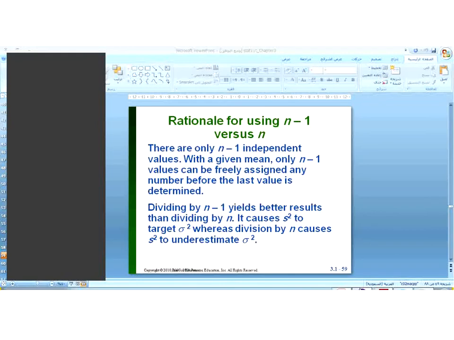Okay, why did we use n-1 instead of n in the denominator? There are only n-1 independent values with a given mean. Only n-1 values can be freely assigned any number before the last value is determined. Dividing by n-1 yields better results than dividing by n. It causes s squared to target sigma squared, whereas division by n causes s squared to underestimate sigma squared.